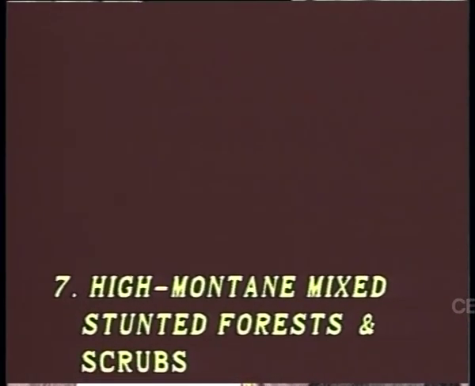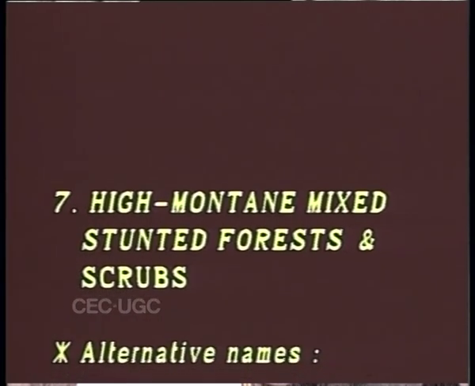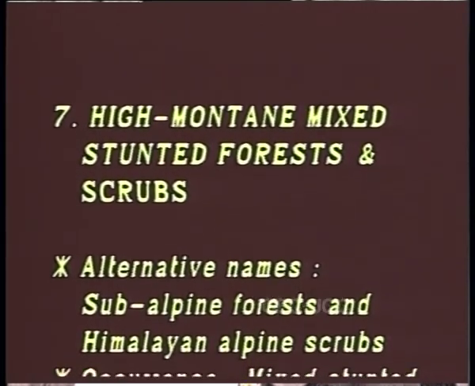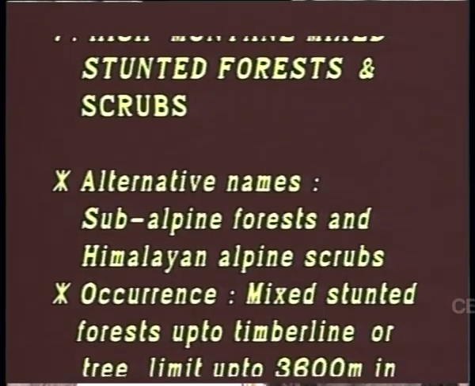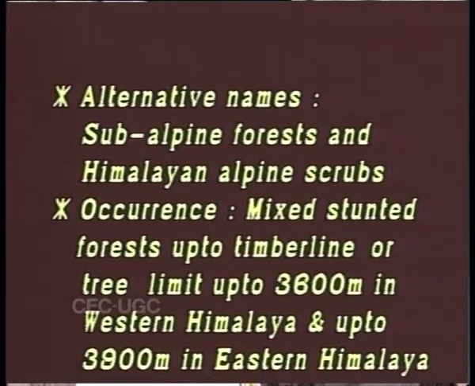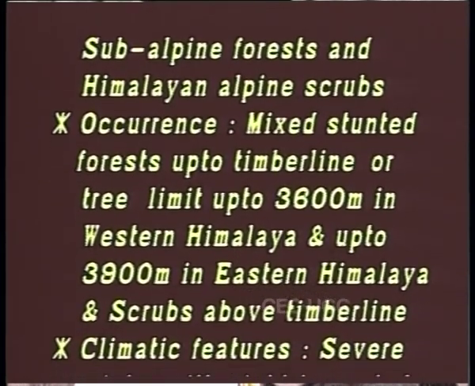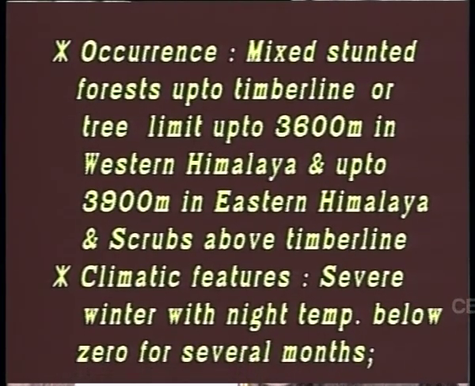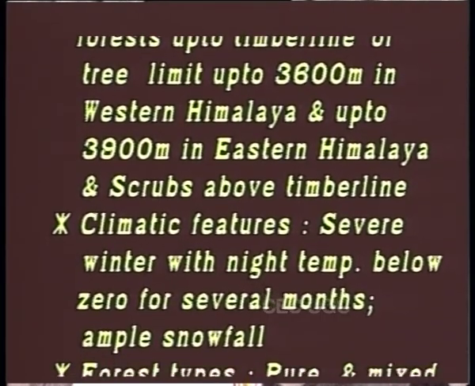High montane mixed stunted forests and scrubs. Alternative names: subalpine forests and Himalayan alpine scrubs. Occurrence: mixed stunted forests up to timberline or tree limit up to 3,600 meters in western Himalaya and up to 3,900 meters in eastern Himalaya, and scrubs above timberline. Climatic features: severe winter with night temperature below zero for several months, ample snowfall.